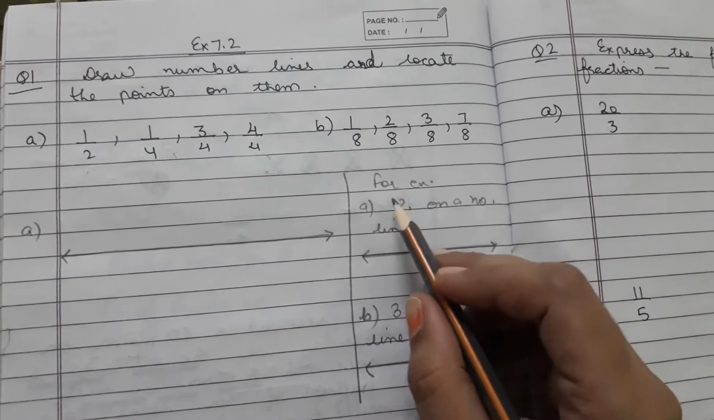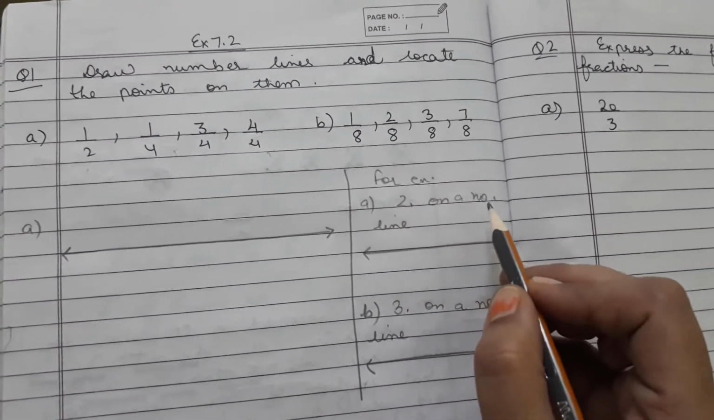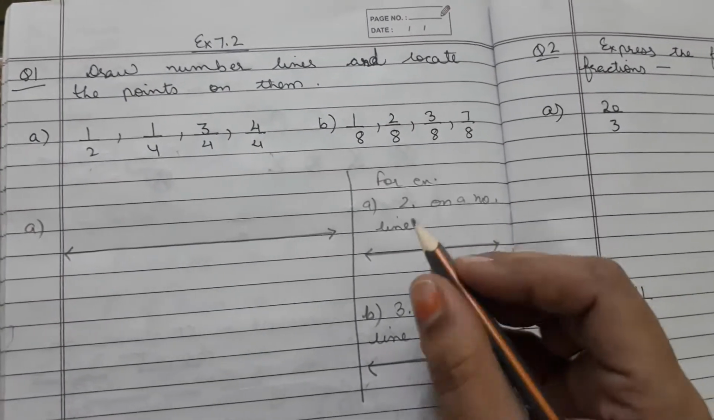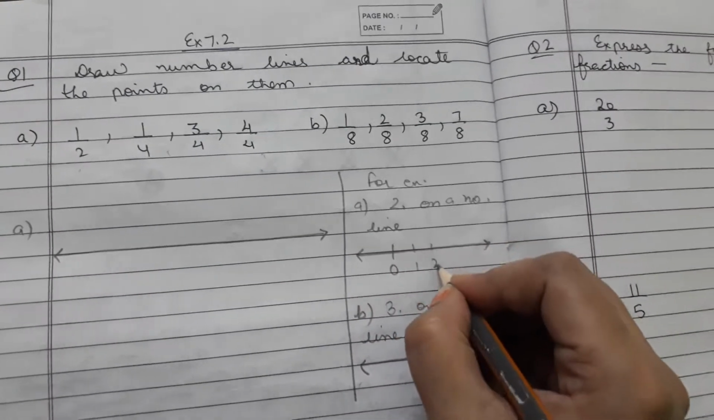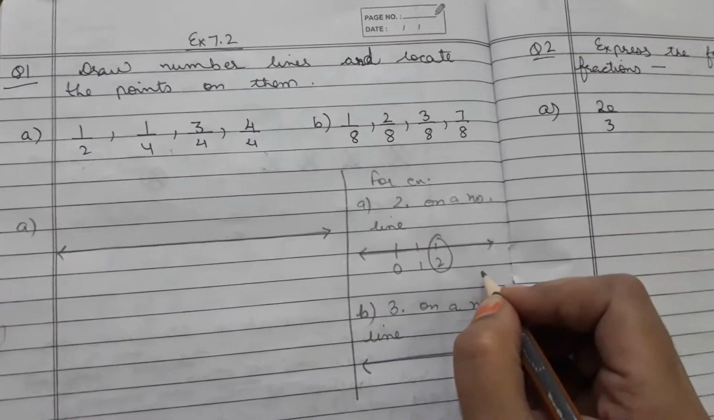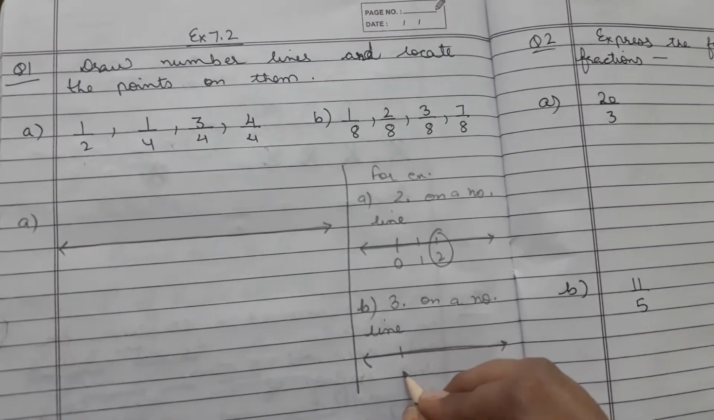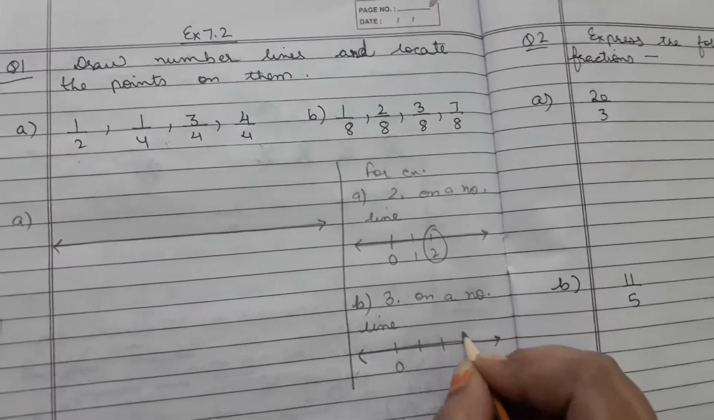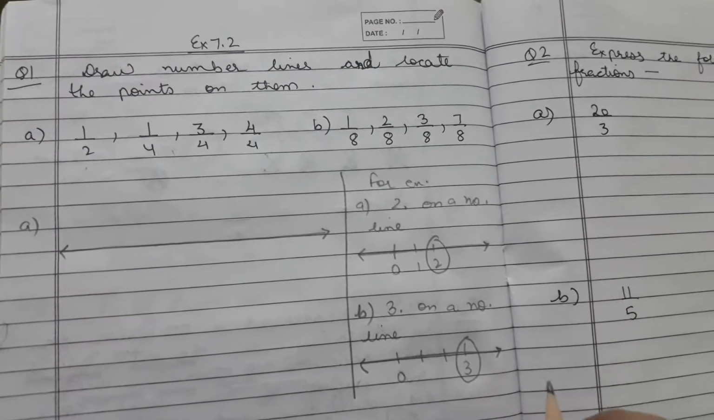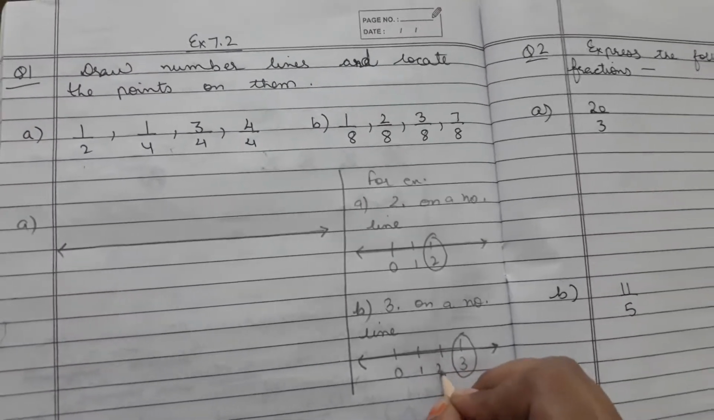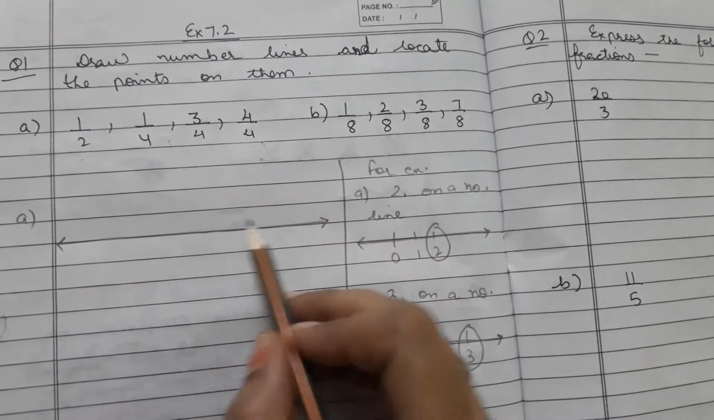Every one of you knows how we locate a whole number. For example, if I am taking 2, that we have to locate on a number line, how will we locate it? First 0, then 1, then 2. Yes, like this we locate. Similarly, we have to locate 3 on a number line. Then we'll start from 0, 1, 2, 3. We will divide it into equal parts and then we will locate the number. Similarly, we have to locate these fractional numbers on the number line.